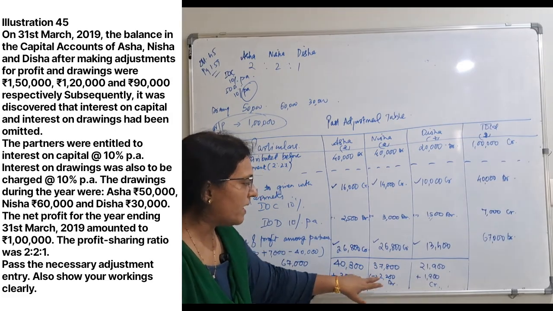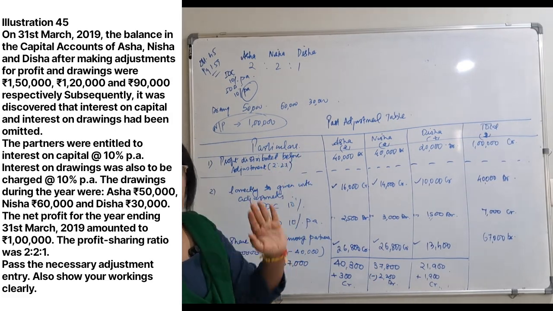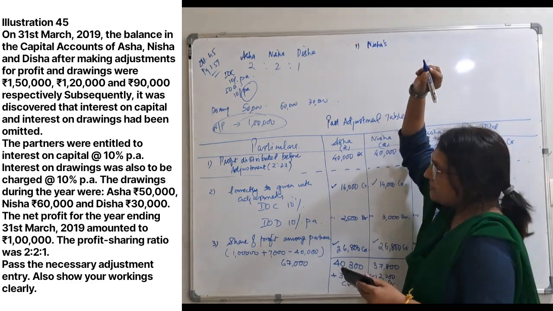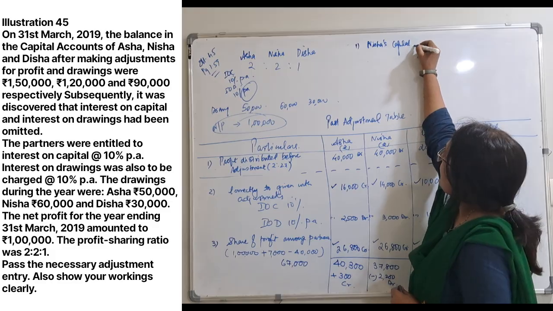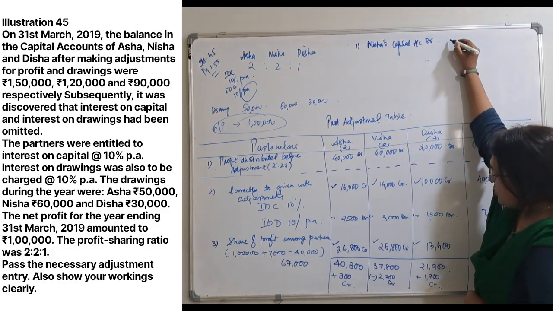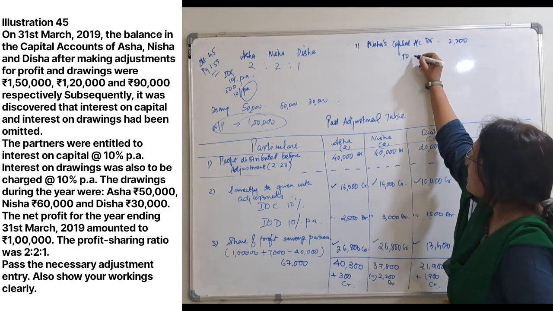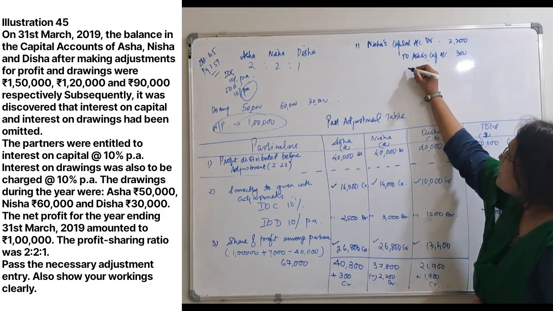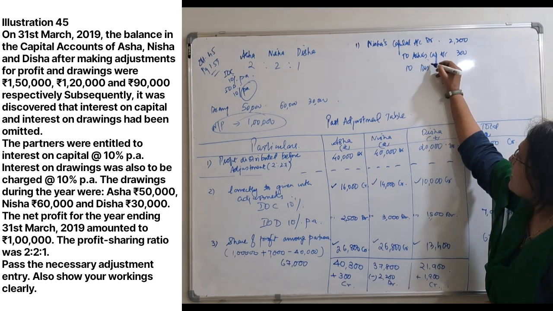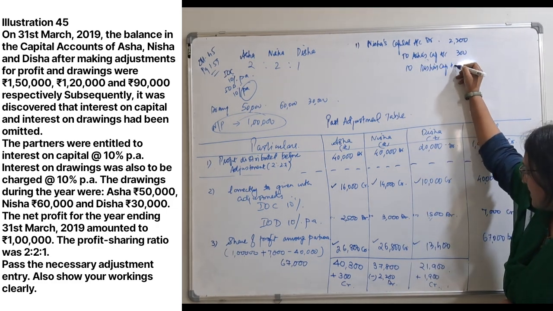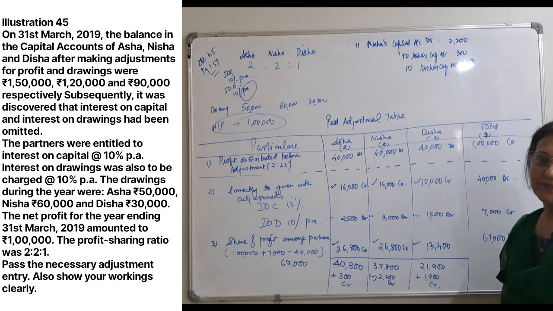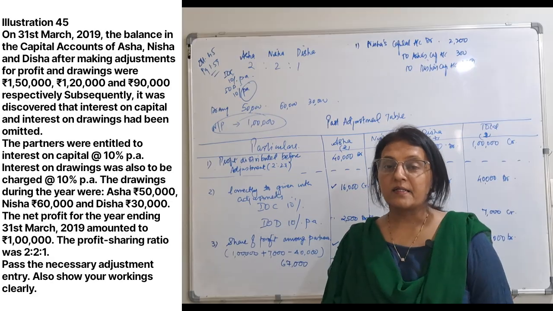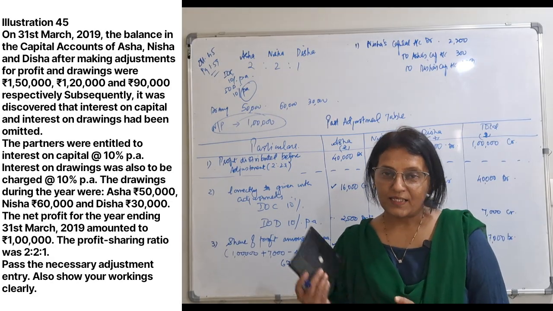So these two partners will be getting and Nisha will be given. So the journal entry will be Nisha's capital account debit, with 2,200, to Asha's capital account 300, to Disha's capital account 1,900. A simple one. This type of problem comes for 3 marks.